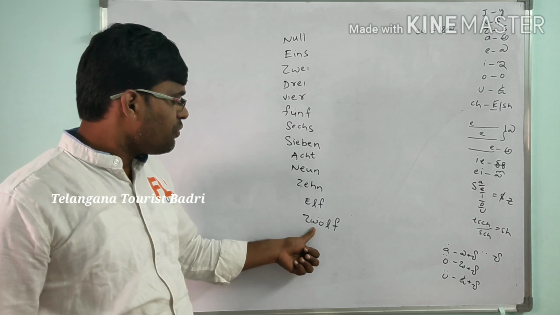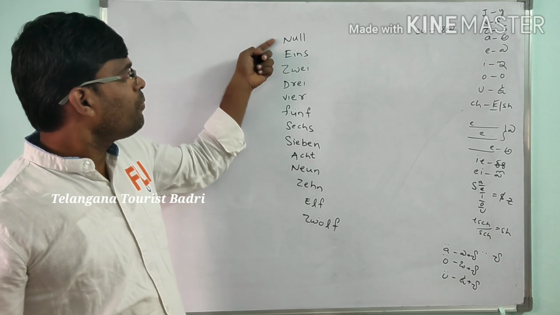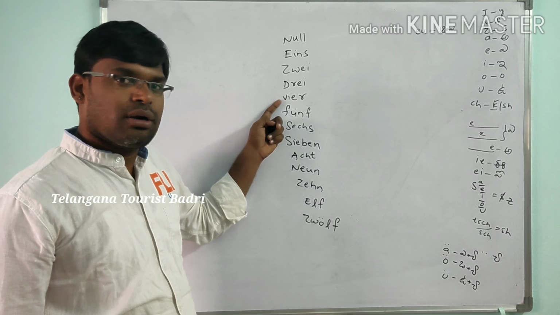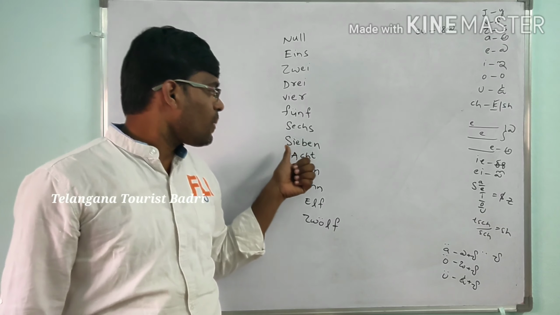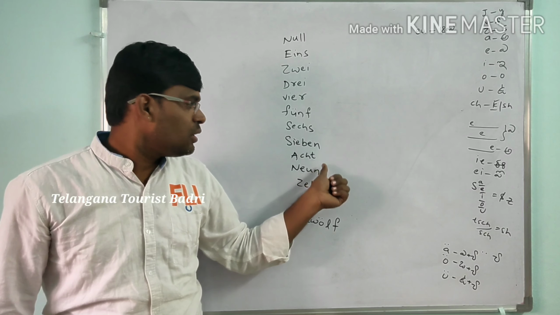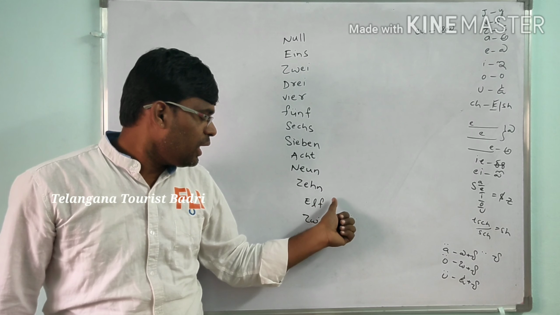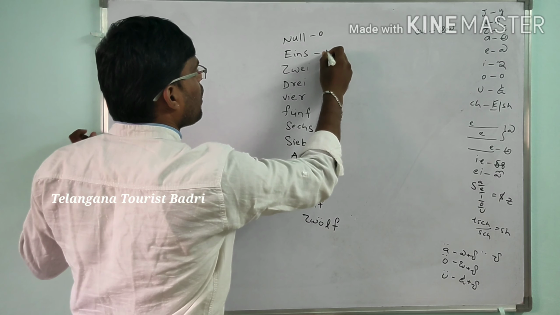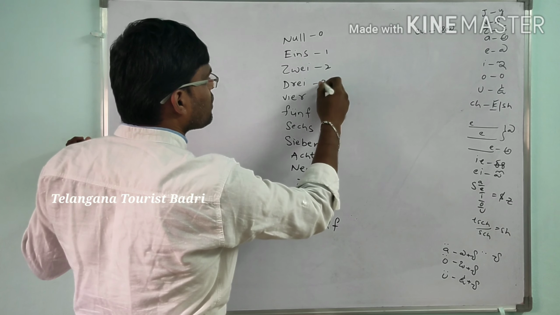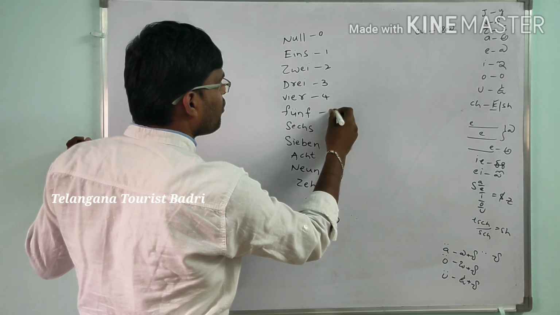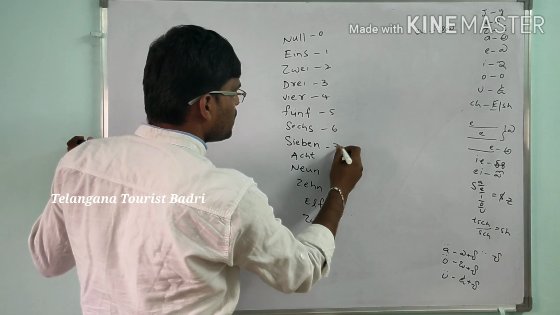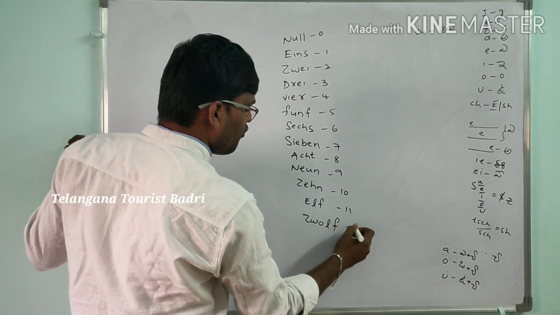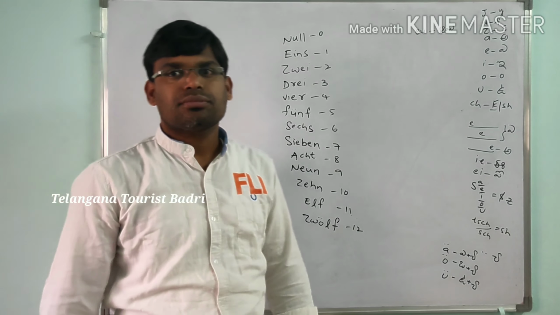Zwölf, zwölf. Null, eins, zwei, drei, vier, fünf, sechs, sieben, acht, neun, zehn, elf, zwölf. So 0, 1, 2, 3, 4, 5, 6, 7, 8, 9, 10, 11, 12.